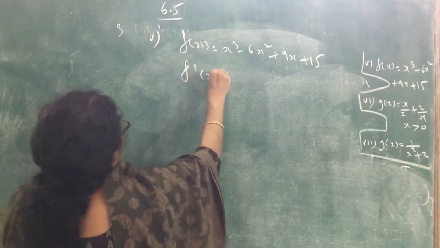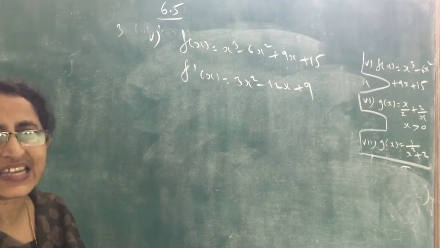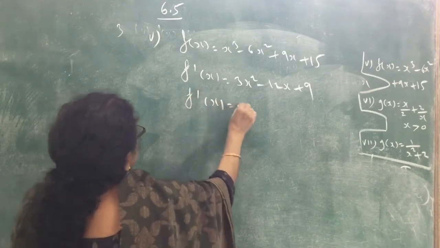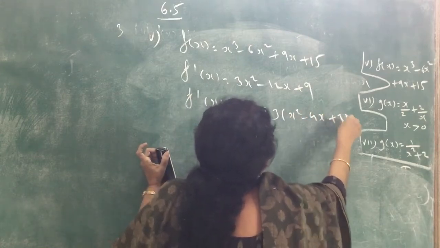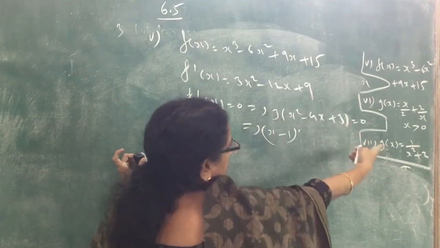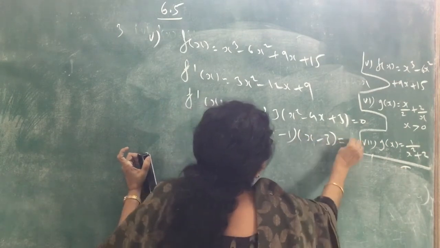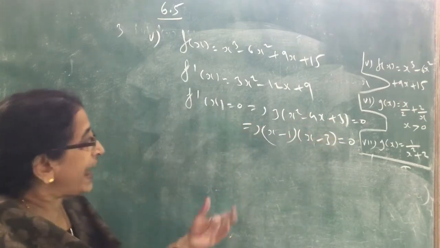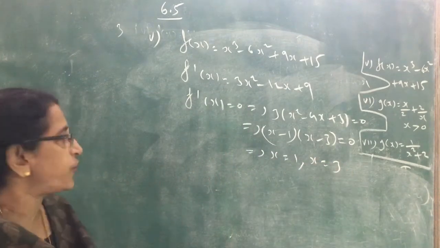So f dash x equal to 3x square minus 12x plus 9. Now we have to write f dash x equal to 0 and find the value of x. That is 3 into x square minus 4x plus 3 equal to 0. That implies x minus 1 into x minus 3 equal to 0. So the values of x are x equal to 1 and x equal to 3.